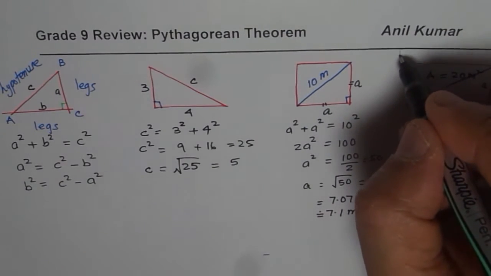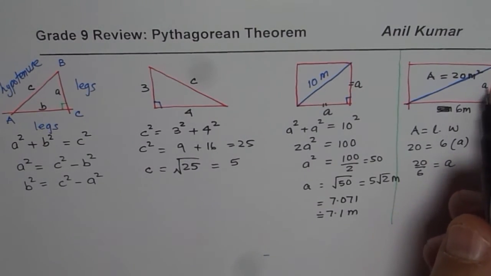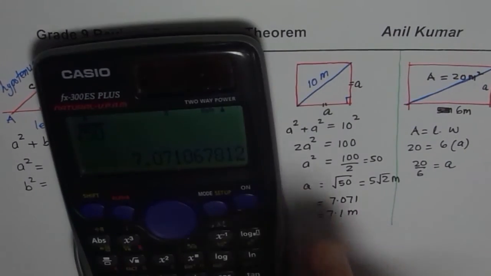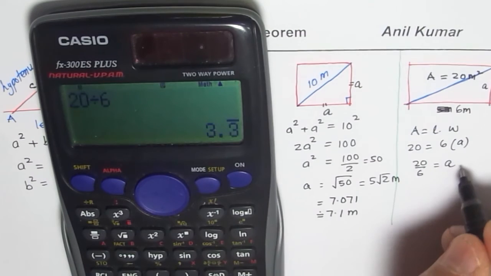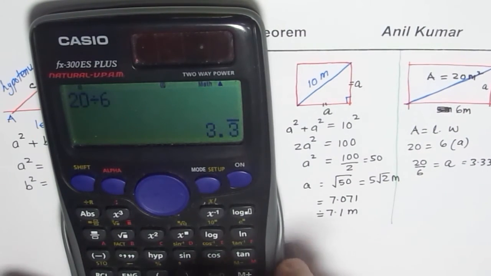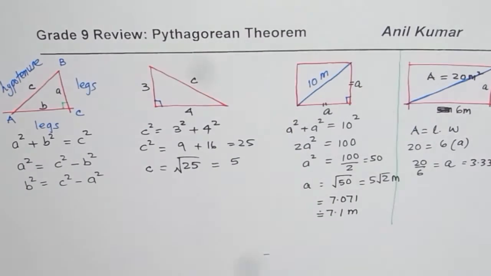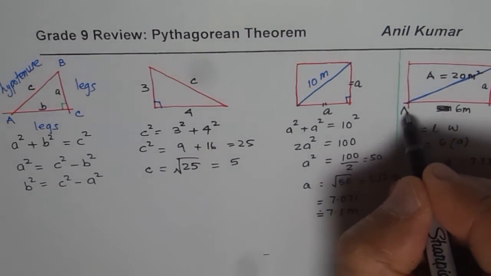Since we have to use calculator, I will just keep it in fractions. Now once we know what A is, let us use calculator, okay, so we have 20 divided by 6 equals 10 over 3, in decimals 3.333, let's say 3 decimal places, since squaring causes a lot of error. Now we need to find the diagonal length. Let's name it.